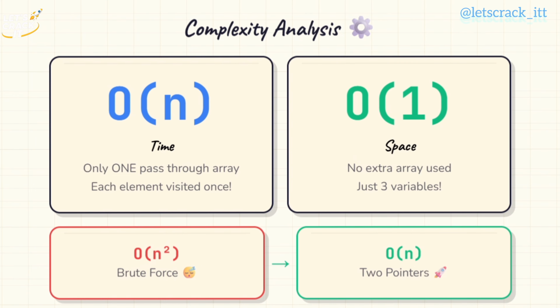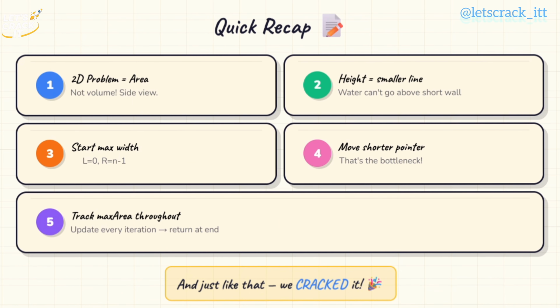So time complexity is big O of n because we are visiting every element only once, only one pass, and space complexity is big O of 1 because no extra space. So quick recap: area, not the volume. Height equals the smaller line, width is equal to distance, right index minus left index. Start with the maximum width, move the shorter pointer, track the maximum area. And just like that, we cracked today's problem.